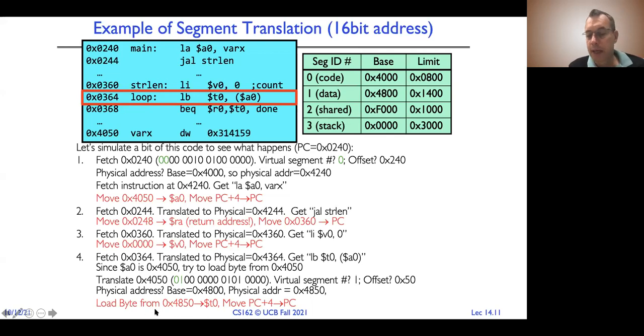So the physical address you compute is 4850. You load the byte from that address into T0, and you increment the program counter. The main thing to note here is that everything the processor sees, everything in the registers of the processor, are virtual addresses. The translation happens only when you access the memory. The memory management unit really sits between the arithmetic logic unit and registers, and the memory. Any questions?